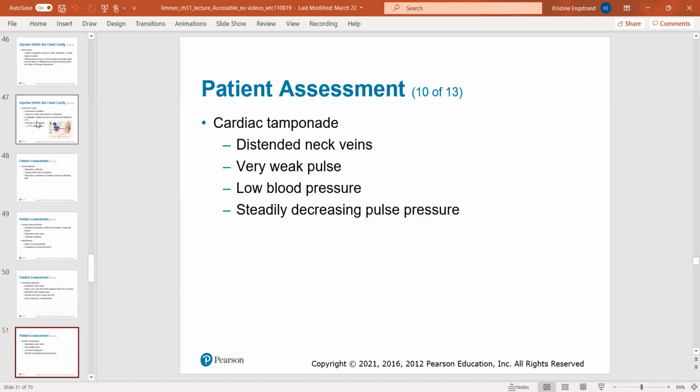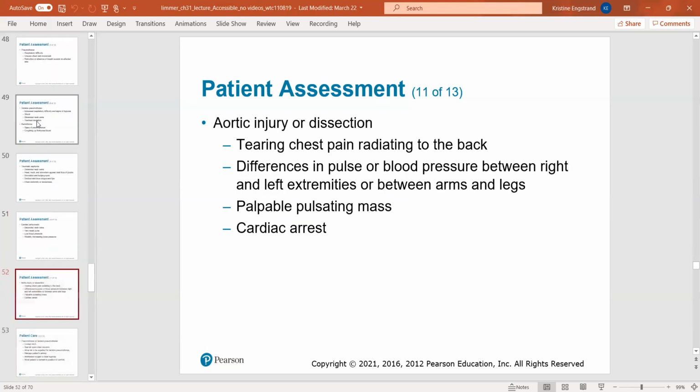Tamponade: once again, JVD is our big telltale sign for these chest injuries. Weak pulse, low blood pressure. The pulse pressure is starting to decrease. Our heart's having a real hard time pumping.